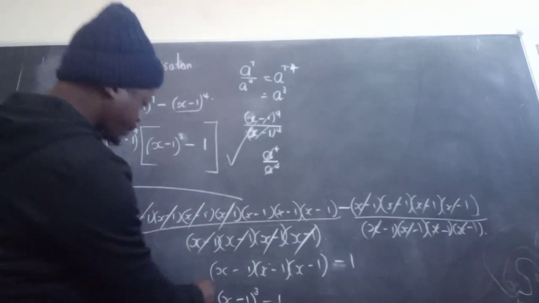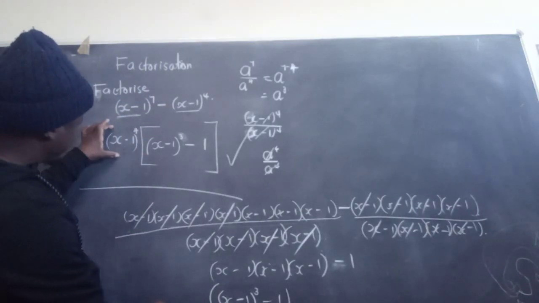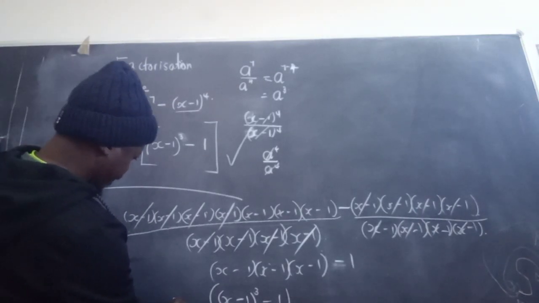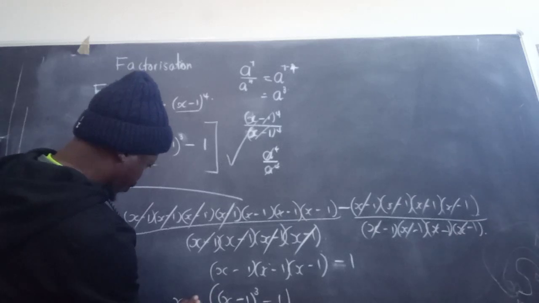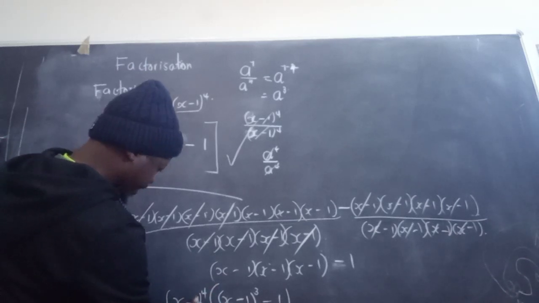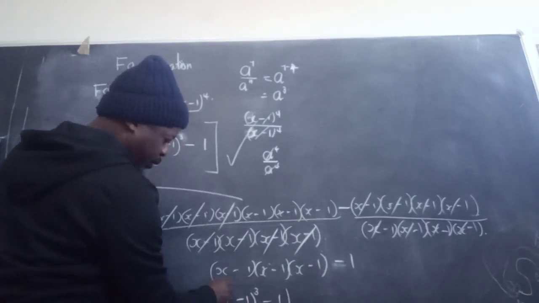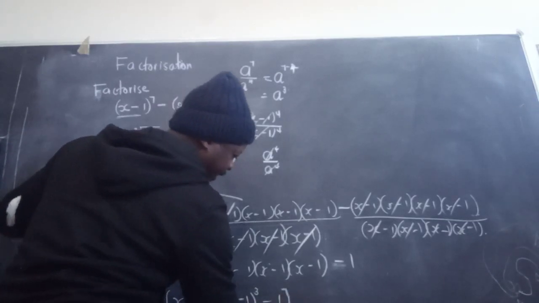So which brings us back here to say when we divide, this simplifies to (x minus 1) to the power of 4, and then [(x minus 1) to the power of 3 minus 1]. You can put this one as a square bracket here.